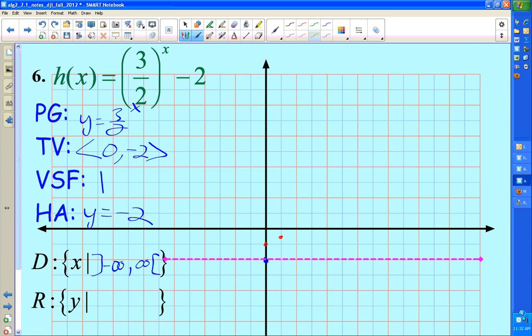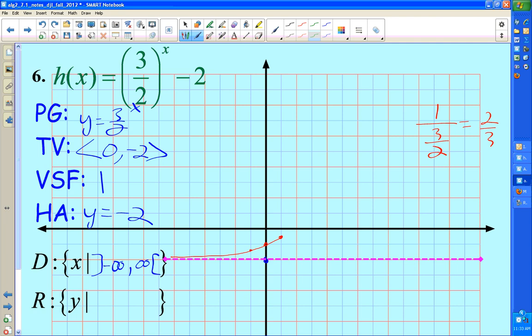And left 1, up 1 over the base. That means take the reciprocal of 3 over 2, which is going to be 2 over 3. So 1 over 3 over 2 is equal to 2 over 3. We just take the reciprocal of the base. Now that doesn't look like enough points to know what the shape is going to do to the right. We know that on the left we're just going to come off the asymptote. We're going to get to here.